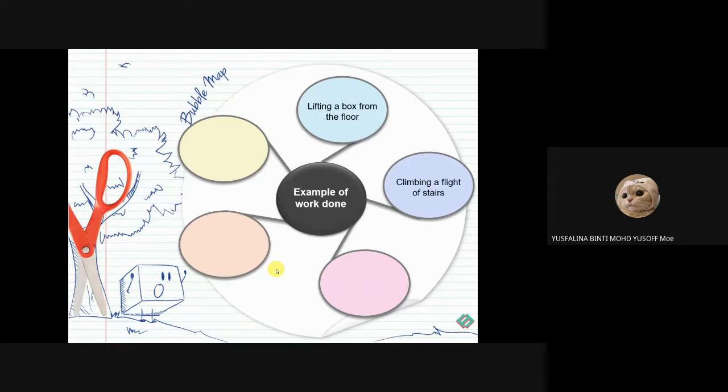Climbing a flight of stairs, compressing a spring, rowing a boat and also climbing a tree. So basically what we can see here is that for all the objects involved, there must be a movement. There must be a distance of movement. So then we can say the work is done.